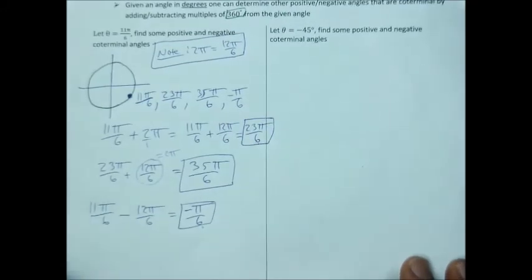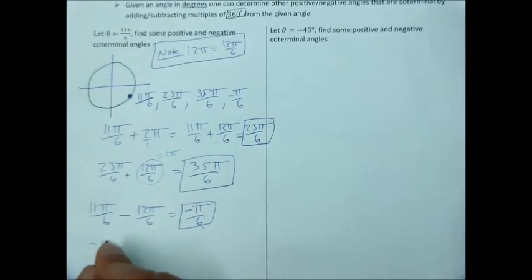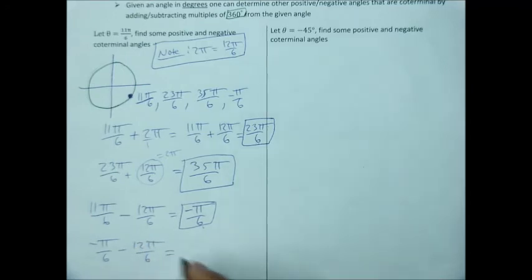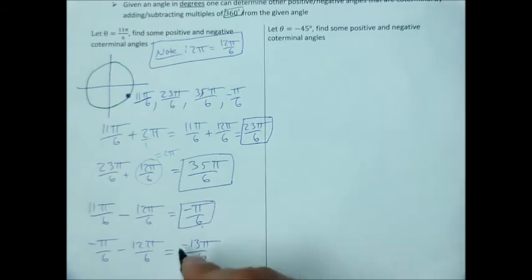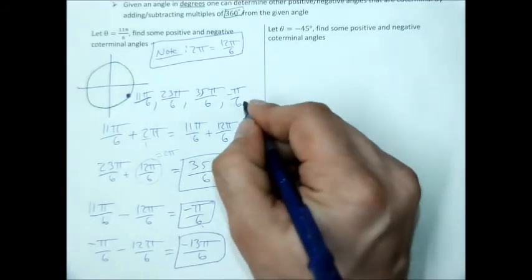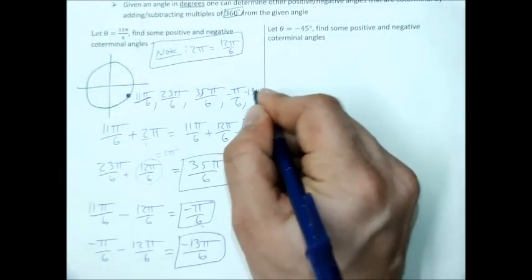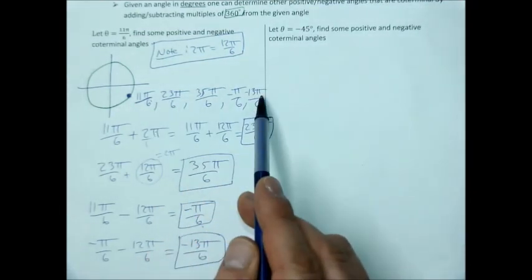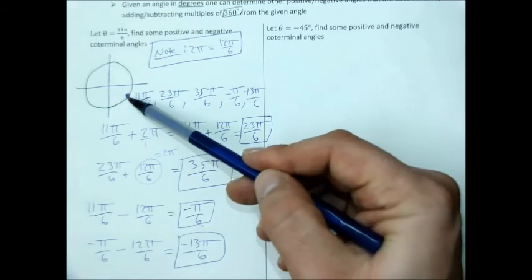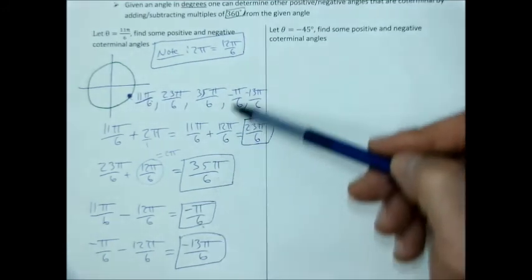And I'll just do it one more time, just to be clear. So we could take minus pi over 6 and subtract 2 pi again, and we'd get minus 13 pi over 6. And so this is another coterminal angle. So all these angles, all these radian measurements, will put us on that exact same spot on the unit circle, and these are all coterminal angles.